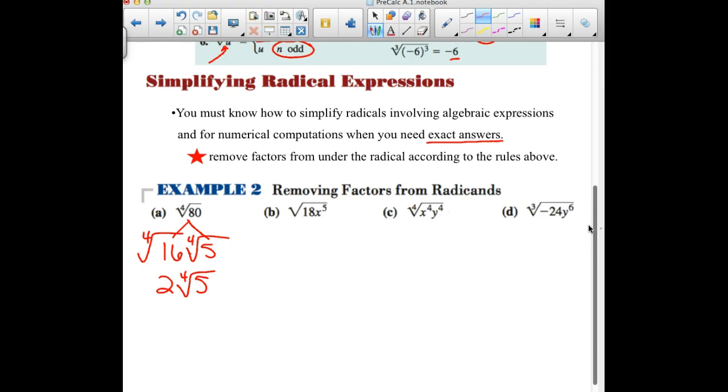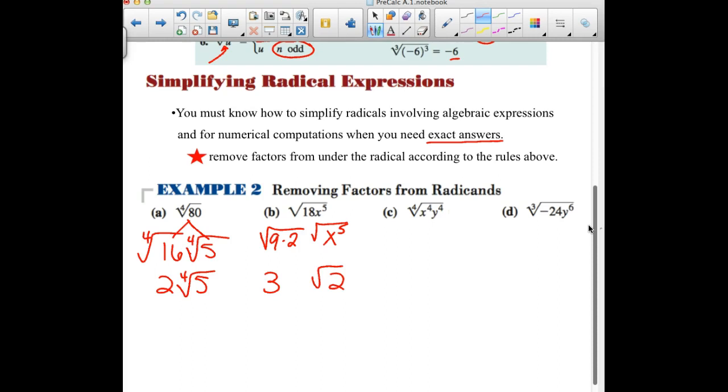Part B, the square root of 18x to the 5th. We can split 18 up into 9 and 2. We still have the square root of x to the 5th that we'll deal with. The square root of 9 is 3. The square root of 2 is the square root of 2. We can't do anything to simplify that.